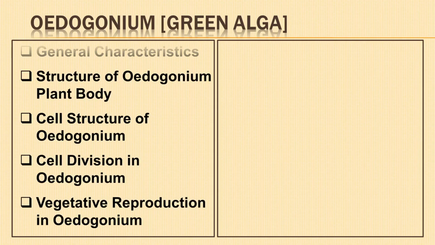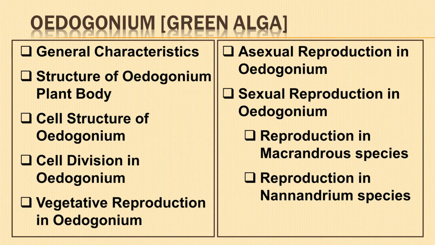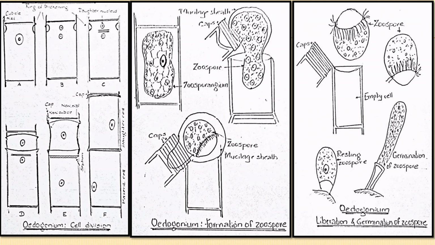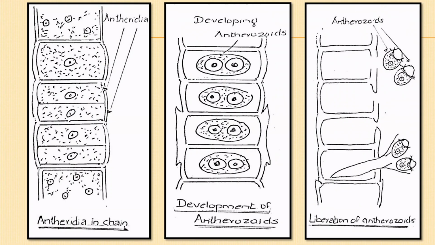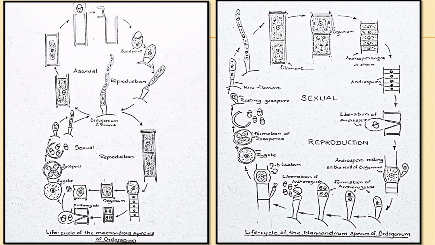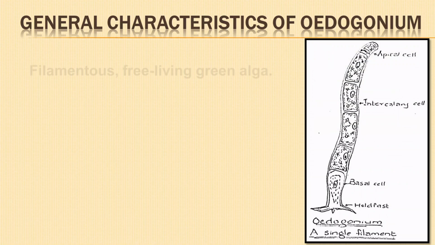Hello, in today's video, we shall learn in detail about Oedogonium, a green alga. By the end of this video, you'll have a clear understanding about the characteristic features of Oedogonium and its cell structure, cell division, formation of zoospores, development of Antheridia, development of Oogonium, various modes of reproduction in Macrandrous species and Nannandrium species. Let us begin with the characteristic features of Oedogonium.